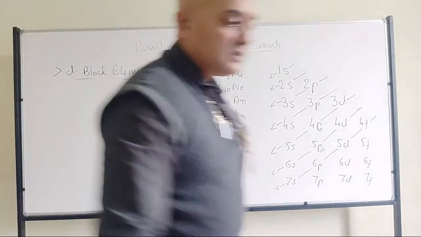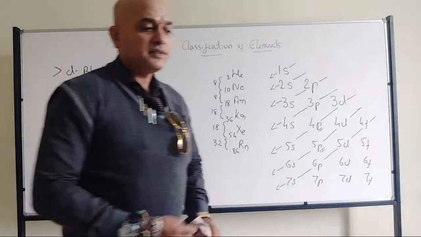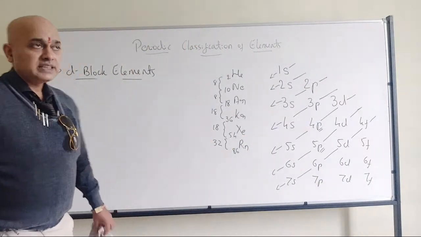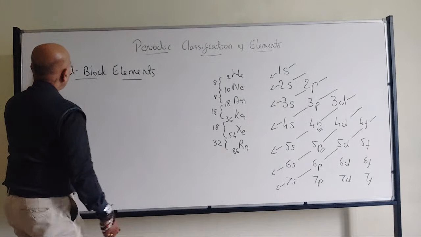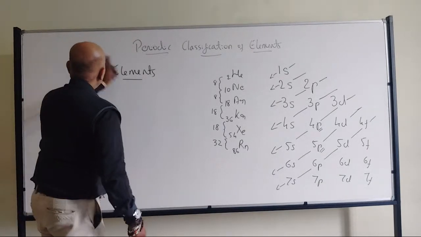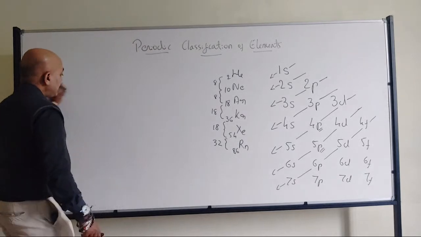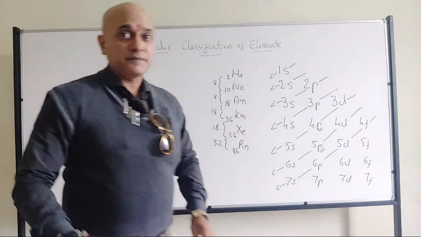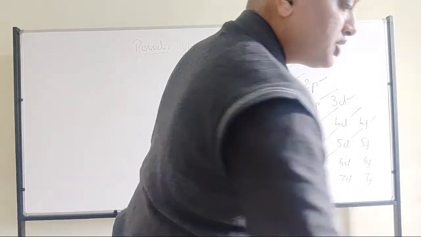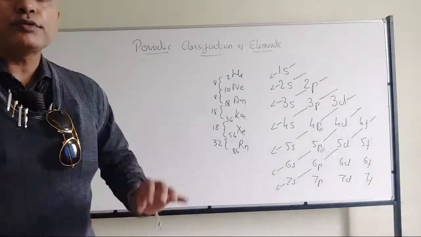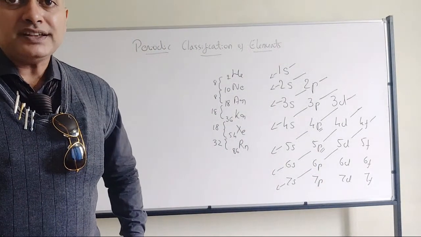Okay? Shall we move to the next one? That's where we have the D block elements. Another name for D block elements is transition elements. Why are they called transition elements? Due to their position in the periodic table.